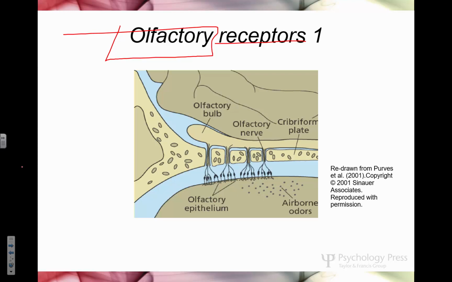These guys, guess where they're located? Real shocker here, up your nose. I know, nobody was ready for that. They're up there in the olfactory epithelium, right? It's kind of this blue space here, and they hang down into obviously some cavity there, right, where you can get some air. In order for you to smell something, little pieces of whatever it is you're smelling have got to make their way up in there.